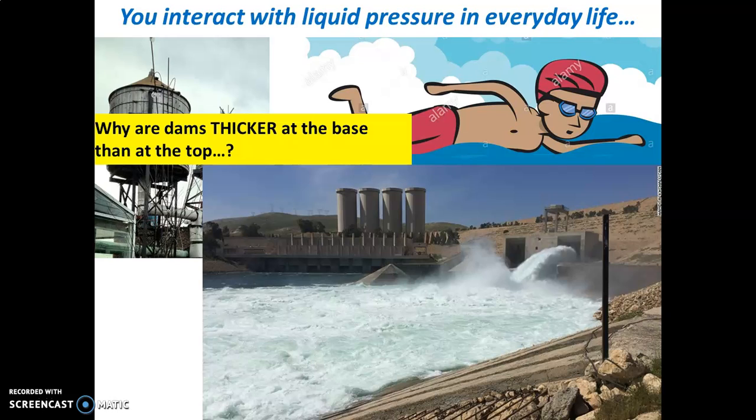There's a greater weight of water molecules above the base of the dam, and that is all applying a larger force on the dam itself. That's why dams are thicker at the base than at the top. They have to withstand the greater amount of water pressure at that depth.